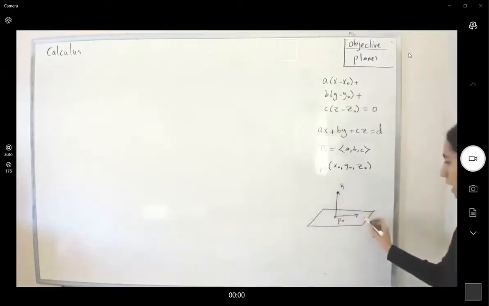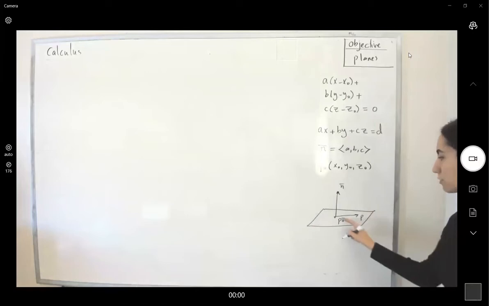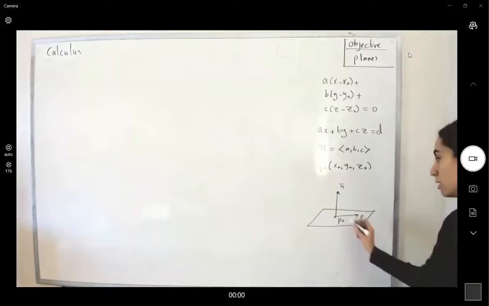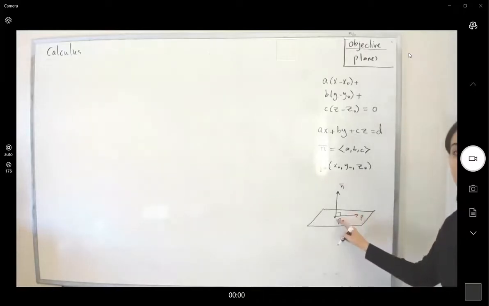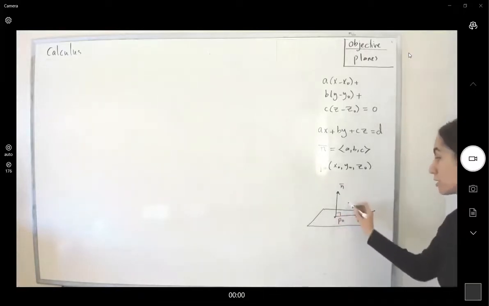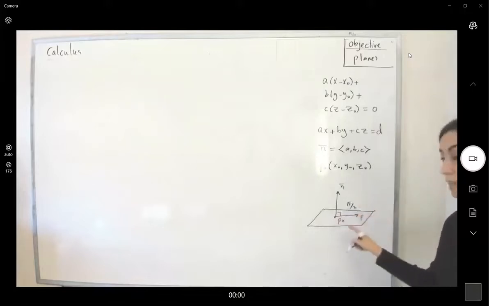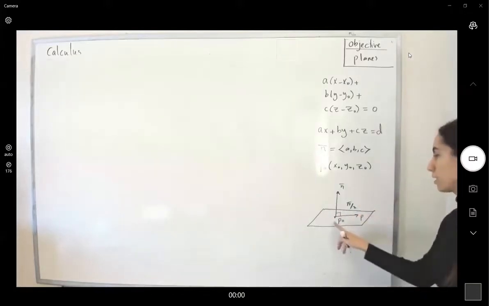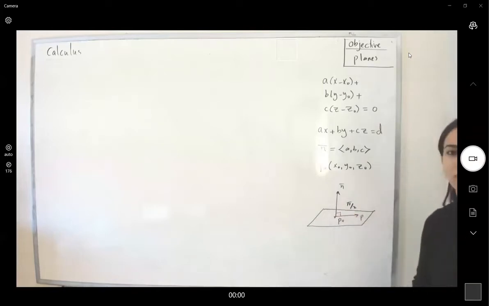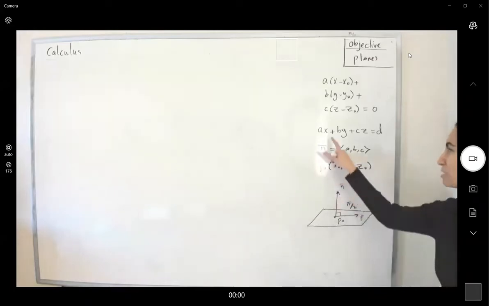Remember that we took another point in the plane and we constructed the vector connecting P sub 0 and P, and we had a normal vector. We saw that the angle between these two vectors is 90 degrees, and the cosine of 90 degrees is equal to 0. That's why the dot product between these two vectors is equal to 0, and it actually gave us the formula for the plane.